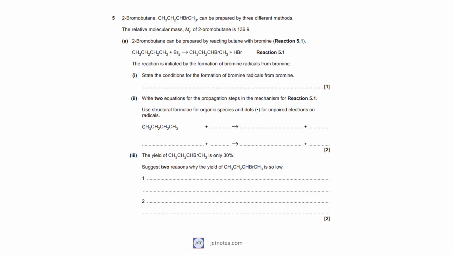Question 5 is about the preparation of 2-bromobutane. Its molecular mass is given. Section A refers to the preparation of 2-bromobutane by the reaction of butane with bromine. The reaction, provided, is initiated by the formation of bromine radicals from bromine. In the first question, we are asked for the conditions for the formation of bromine radicals from bromine. Halogens form radicals under UV light.